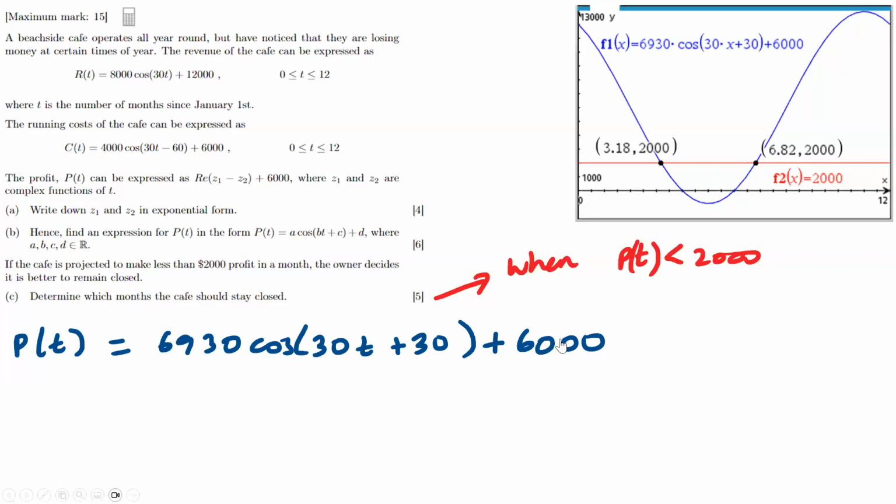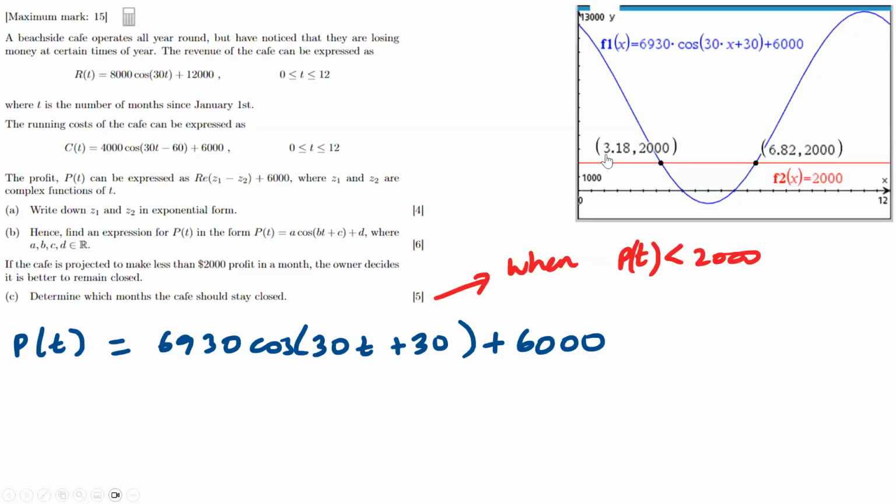And question part C says, determine which months the cafe should stay closed. So we need to interpret this in context in a way that is reasonable, and there may be more than one way of doing that. But what we could note here is that the month of January would be from 0 to 1. So any time between t equals 0 and 1, that's January. And then any time between t equals 1 and 2, that would be February. Any time between t equals 2 and t equals 3, that's March.